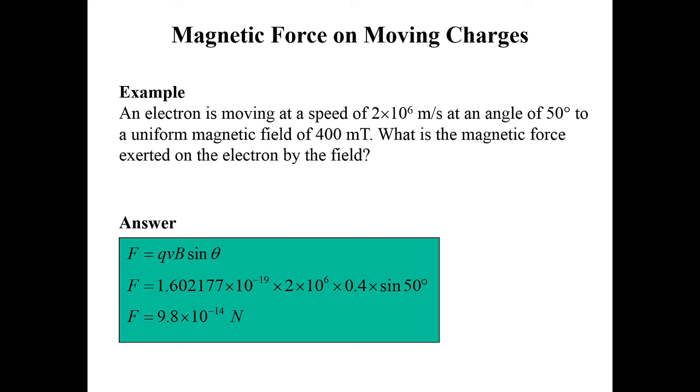Notice the conversion from 400 millitesla to 0.4 Tesla, so you have to use Tesla. So that's really all you have to do. Multiply the charge by the velocity, by the magnetic field, by the sine of the angle between the two. So if the angle is 0, then notice the force is 0. If the angle is 90, then the force is a maximum and the sine is 1.